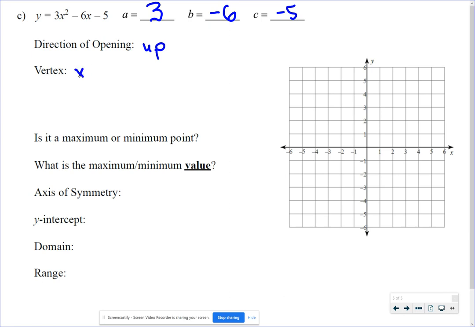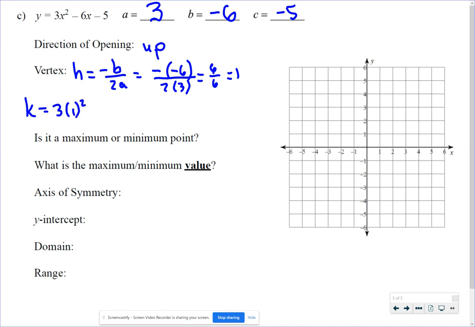Vertex, I'm going to use the fact that the x-coordinate of the vertex is -b over 2a. I'll write that formula down again. H is -b over 2a. So we'll do the opposite of -6, and we'll divide by 2 times 3. That's going to get us 6 over 3, which is a 1 again. The k value, the y-coordinate of the vertex, we get that by plugging our x value back into the equation, because that equation tells us how to find a y value when we're given an x value.